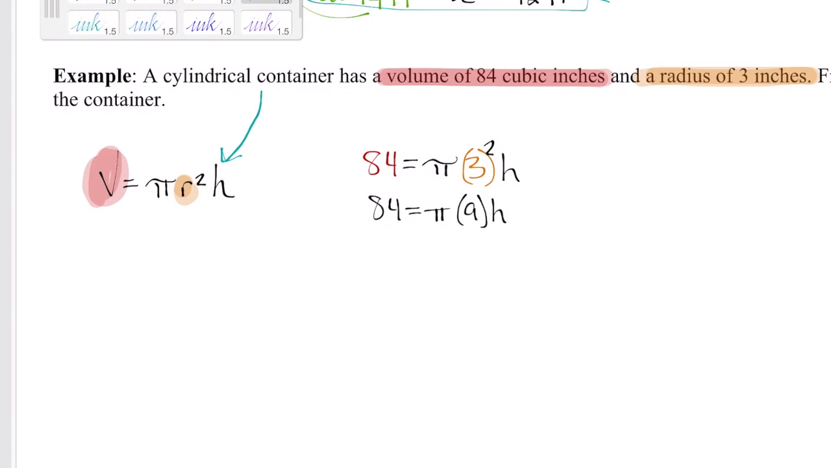Right now, the 9 and the pi are multiplying by the h, so I'm going to divide the 9 and the pi over. In my calculator, I'm just going to plug in 84 divided by 9 pi. You may want to have that in parentheses so you know you're dividing by both and you don't accidentally multiply by the pi. And we would end up with 2.97 inches as our height.